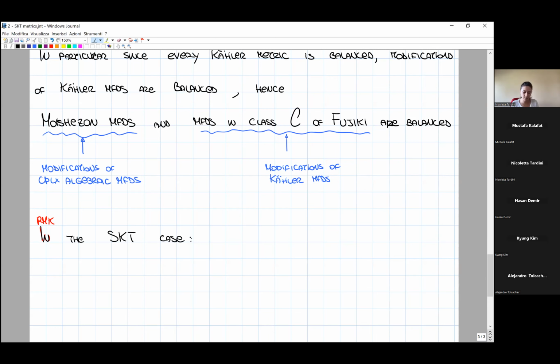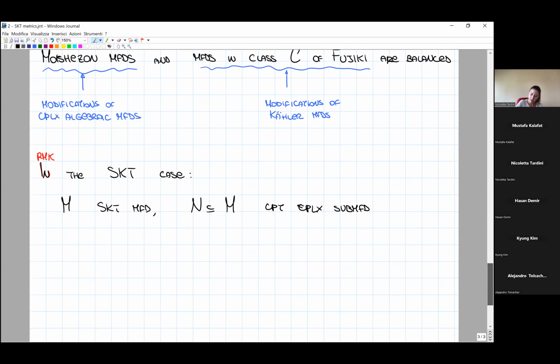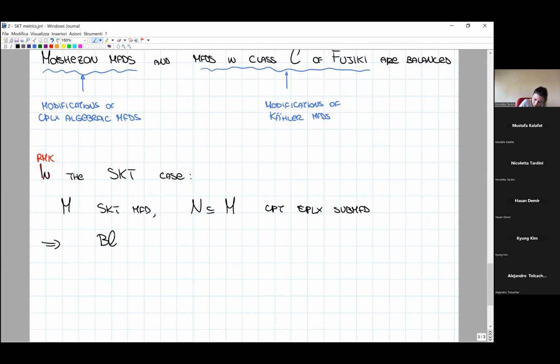Okay, so if I have an SKT manifold, let me say M is an SKT manifold, and I take a compact complex submanifold N of M, then the blow-up of M along N is a new manifold, which I call M tilde. This is a particular modification.